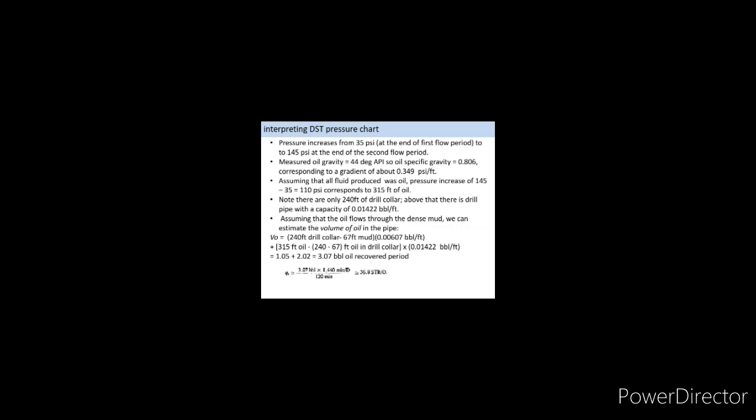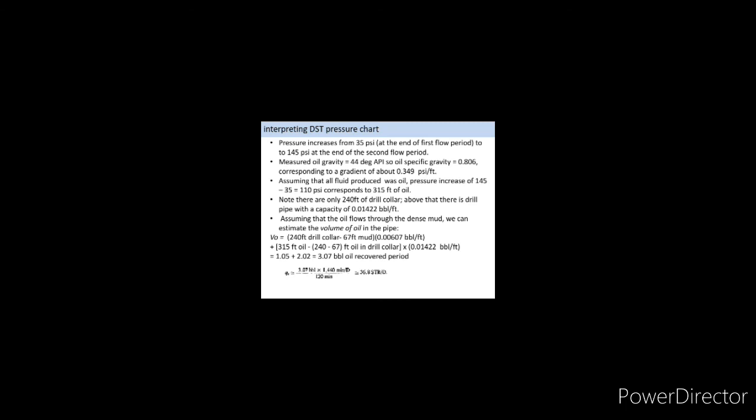Suppose we have a drill pipe and its capacity is 0.01422 barrel per feet, right? So now what is the volume of oil in the pipe? Because during the second flow period some amount of oil is filled in the drill string, and some gas cut mud also rises up in the drill pipe which is connected to the drill string. So the volume of oil in the pipe is equal to 240 feet of drill collar minus 67 feet of mud, into drill collar capacity.